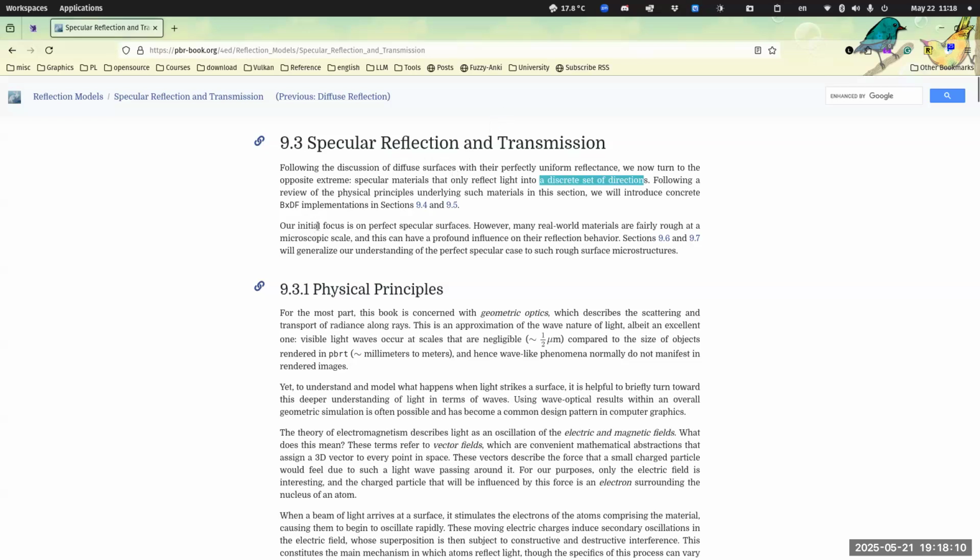We initially focused on perfect specular surfaces, while many real-world materials are fairly rough at a microscopic scale. So 9.6 and 9.7 will generalize our understanding.